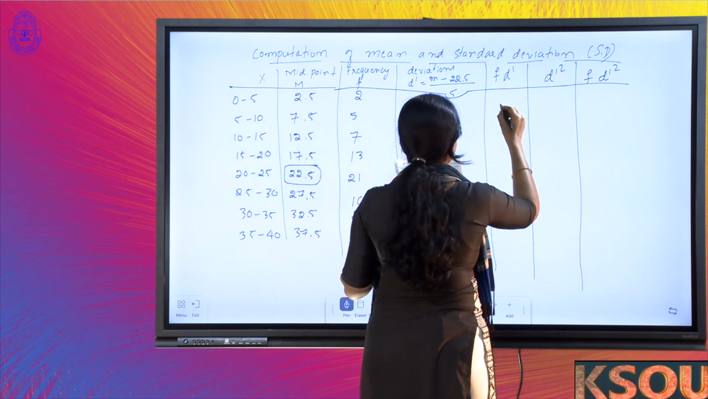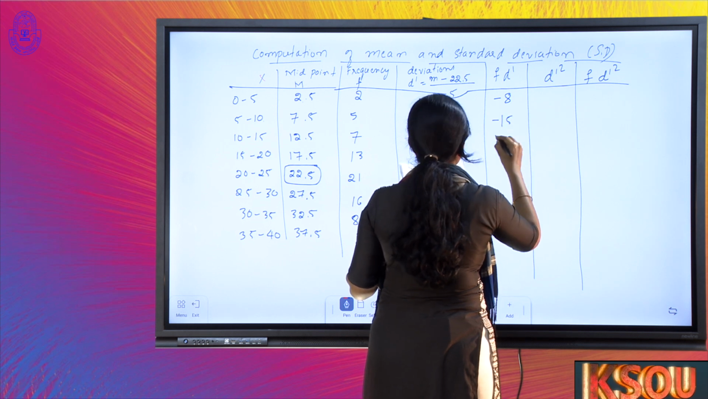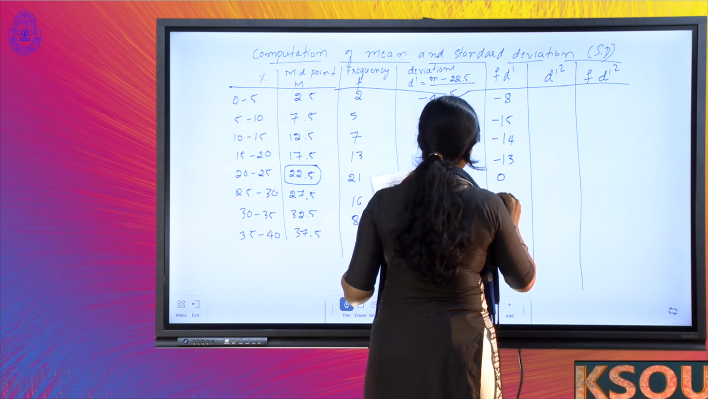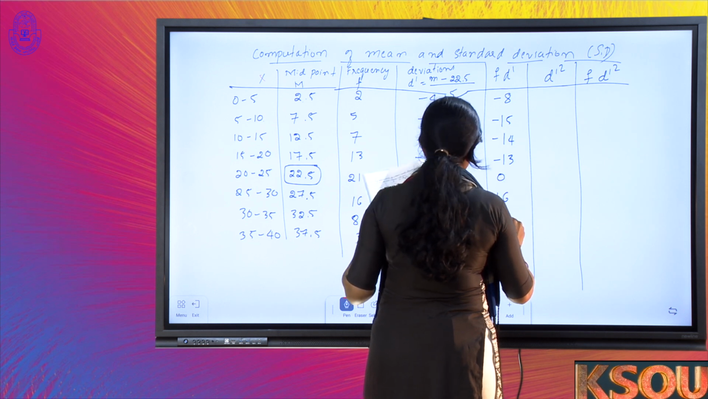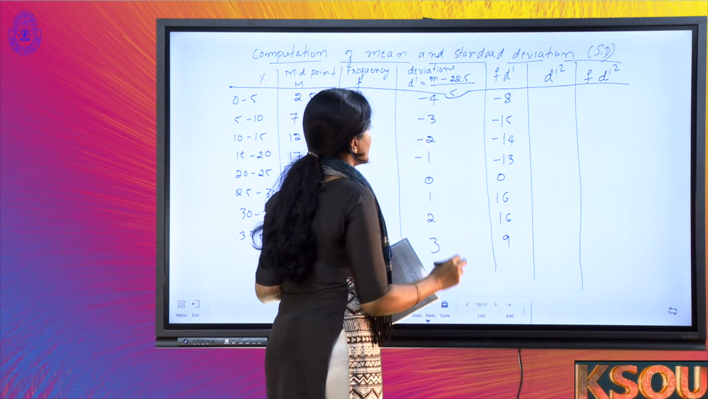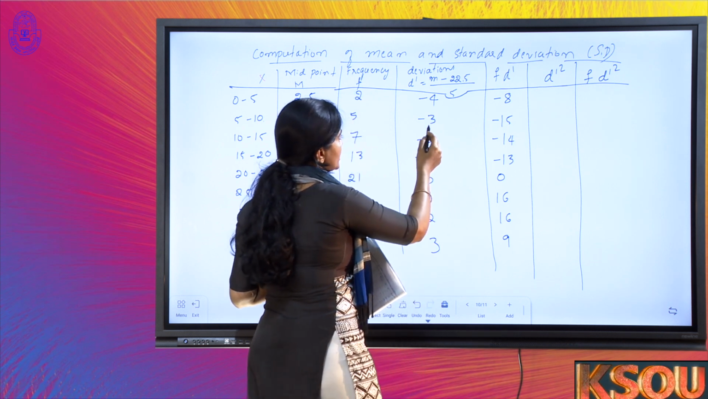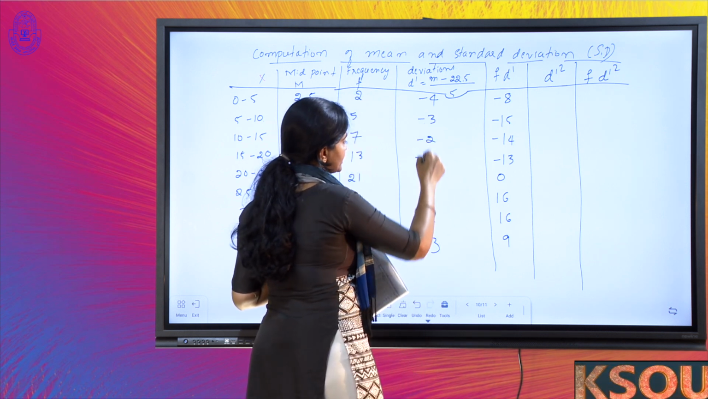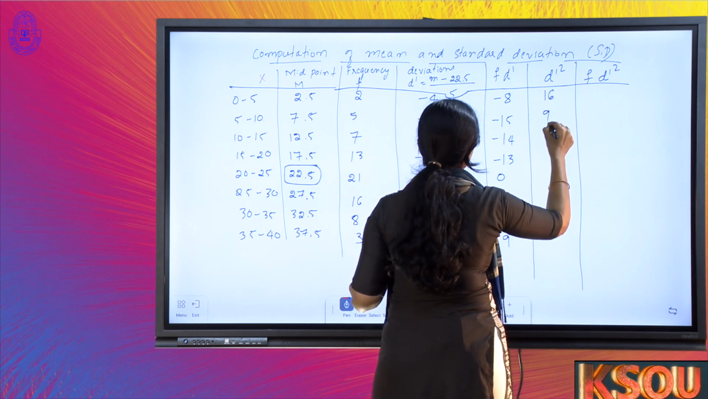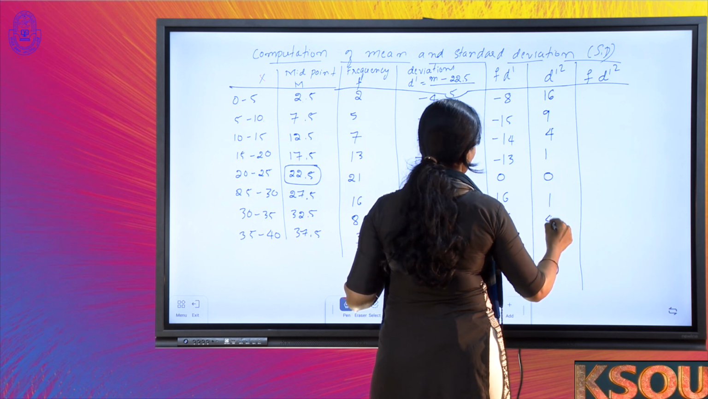You should get the values like minus 8, minus 15, minus 14, minus 13, 0, 16, 16, 9. After this, you will have to square these deviation values, minus 4 square, minus 3 square, minus 2 square, like that you will have to take here. So, you will be getting 16, 9, 4, 1, 0, 1, 4, 9.